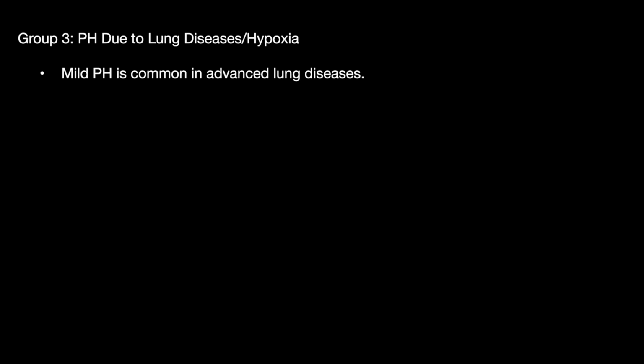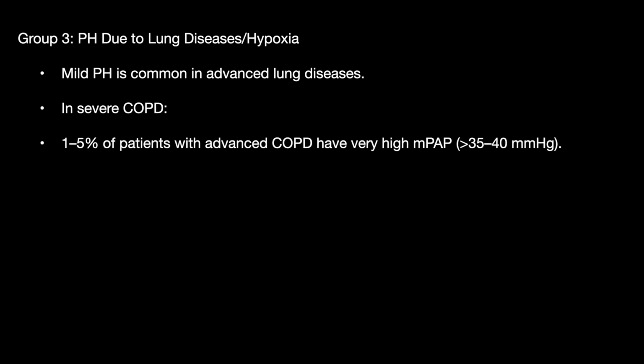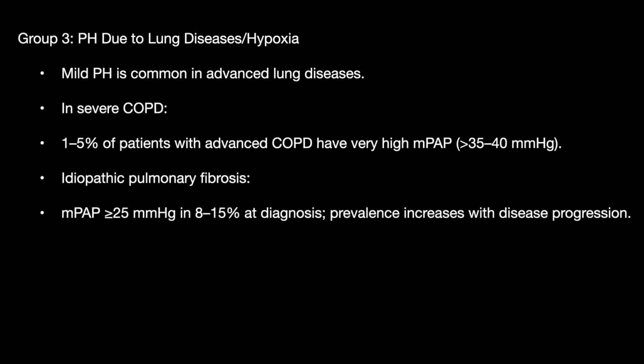Mild cases are seen in advanced lung diseases like COPD. However, in severe COPD, up to 5% of the patients have a very high mean pulmonary artery pressure, more than even 35 to 40. In idiopathic pulmonary fibrosis, a mean pulmonary artery pressure of more than 25 is seen in around 50% at diagnosis. The prevalence increases with the progression of the disease.